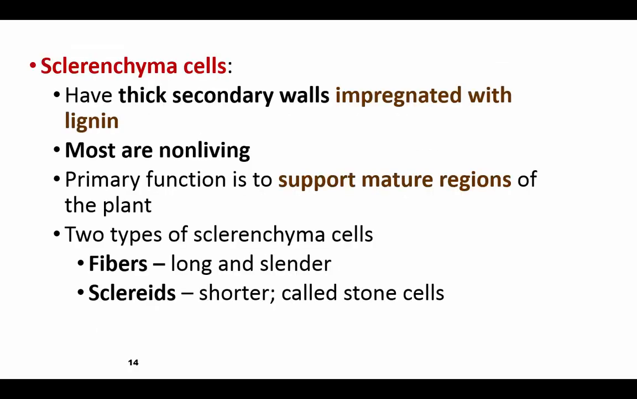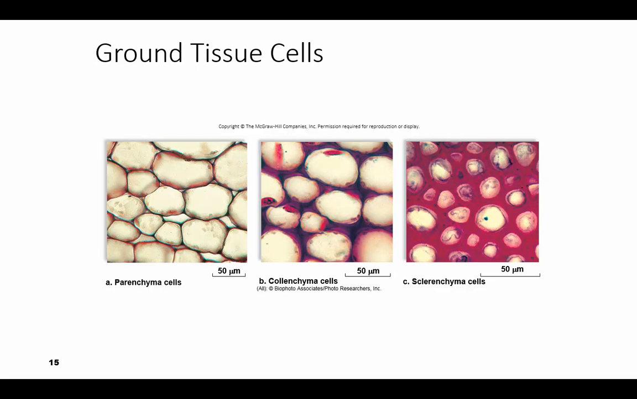Then you have sclerenchyma cells, and this is going to be a thick secondary wall that's impregnated with lignin, and that makes that wall thick and hard. Most of the sclerenchyma cells are non-living, so their main function is support. And there are two types of sclerenchyma cells. There are the fibers that are long and slender, and the sclereids that are shorter, that we call stone cells. And you can see what I'm talking about with the stone cells. That's parenchyma in figure A, collenchyma in figure B, and sclerenchyma that are all part of the ground tissue.